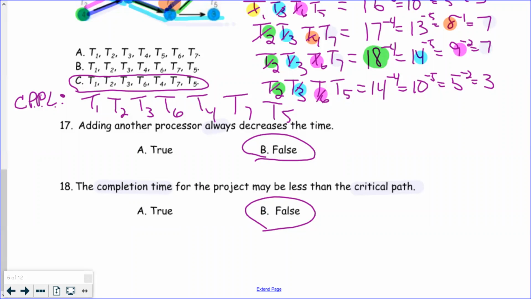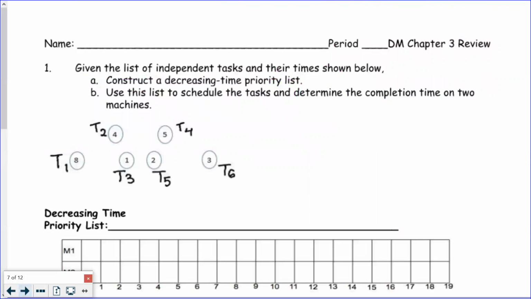All right, let's go to page one. Okay, so we got an ended list of independent tasks, and their times are shown here. They want us to construct a decreasing time priority list. You guys all remember how to do that, right? You can explain it to me. How you do this?